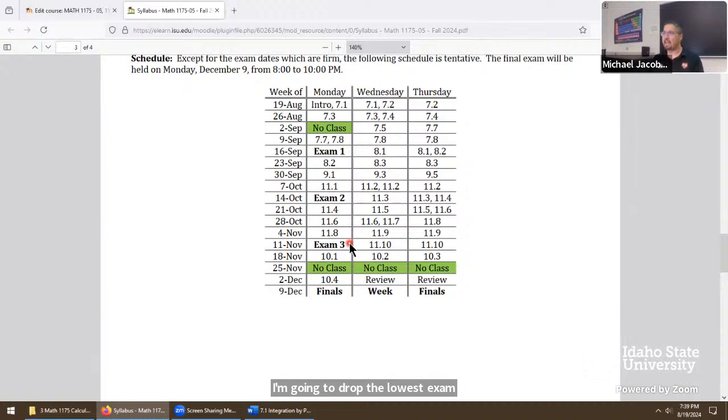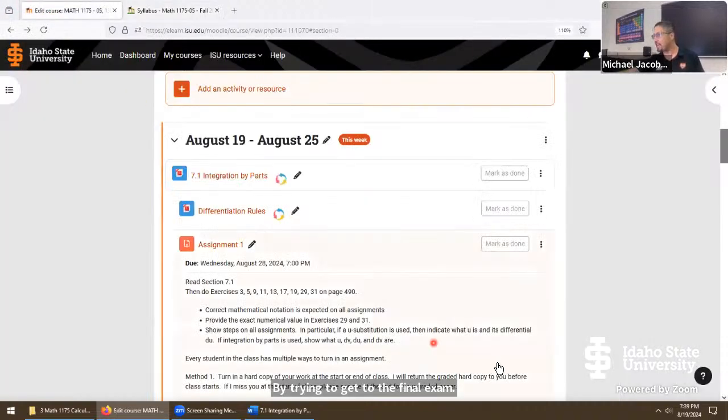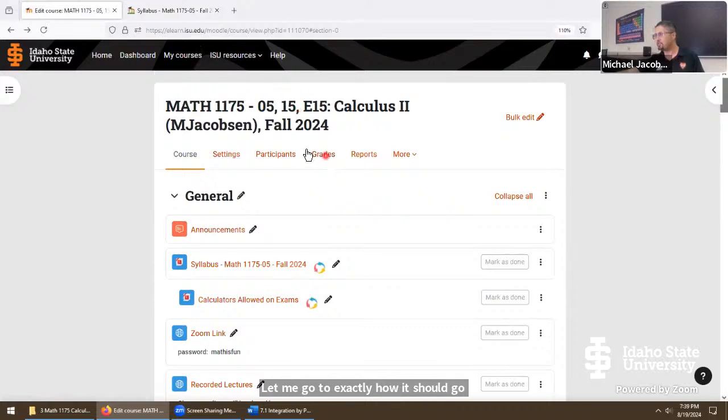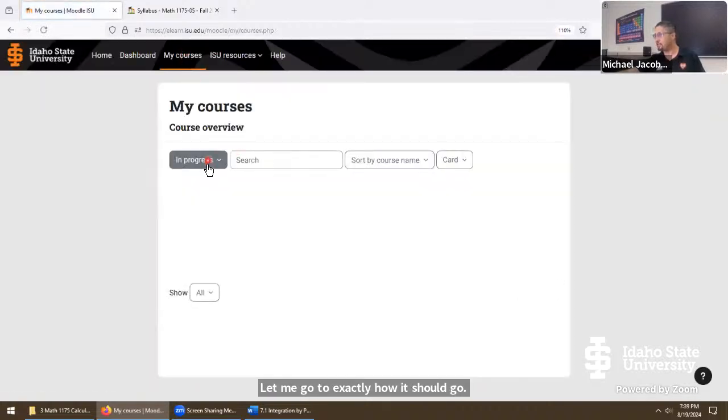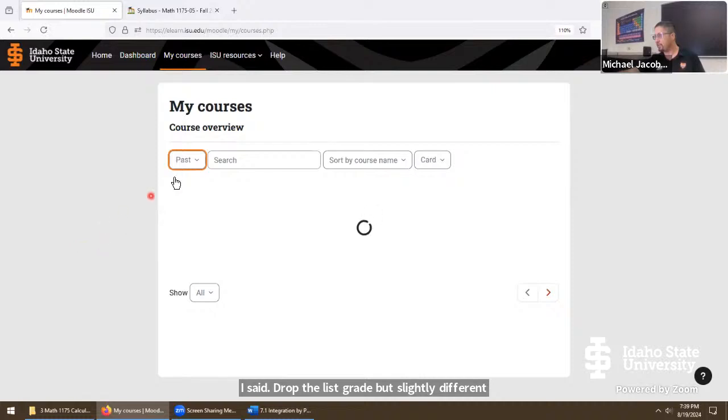So that way, if something happened, if maybe, for example, you had a rough start in Calc 1, maybe these sections are kind of busy, but you got caught up, a low score in exam 1 wouldn't drop you by a letter grade for the whole semester. By the time you get to the final exam, sorry, I said that policy wrong. Let me go to exactly how it should go. I said drop the lowest grade, but it's slightly different. We go to an actual one.